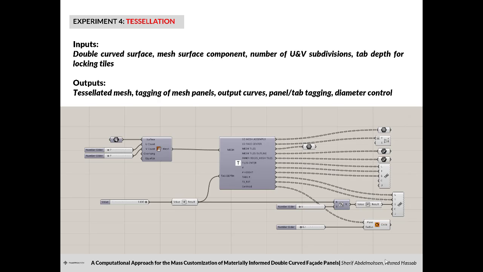The outputs included the geometric component representing the tessellated mesh, tagging of the tessellated mesh panels, output curves, panel and tab tagging, and control of the diameter for pin cuts. The core component of the script also included subcomponents for 3D mesh assembly to represent the 3D surface upon tessellation, 3D face center to represent the numbering annotation, mesh tile outlines and inner edge mesh tiles, and also centroids for pin cuts. The plugin was applied to the surface and the CAD fabrication file was extracted. The panels were then folded for tighter assembly.